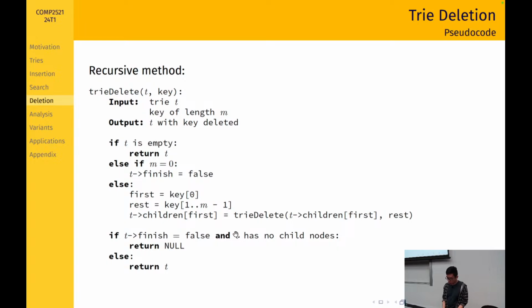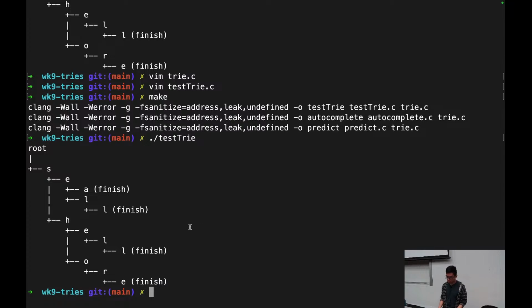Okay, so let's implement trie deletion, and this time we'll remember to subtract a from the character.